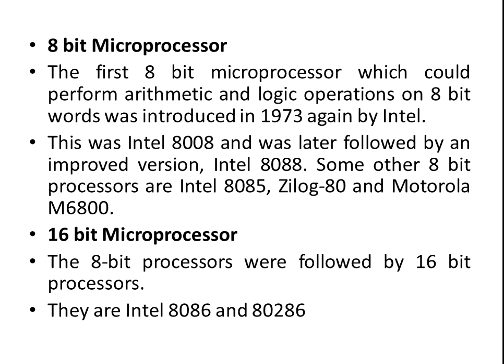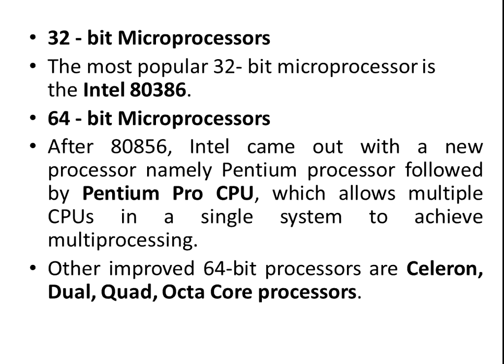Then coming to the fourth generation, that is 32-bit microprocessor. The most popular 32-bit microprocessor is Intel 80386. It can operate on 32-bit data. So its data bus is 32-bit and address bus is 32-bit. And it could address 4 gigabytes of memory.